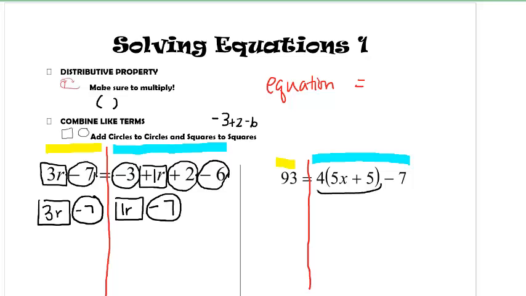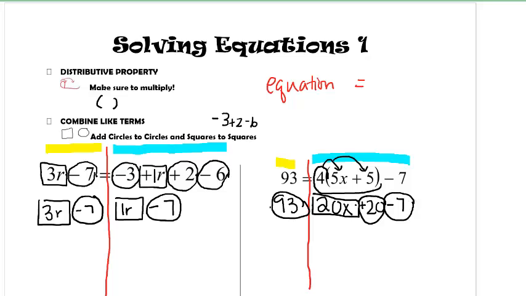Since we have parentheses right here, you're going to swirl from the back and multiply. So here we have 4 times 5x, which is going to be 20x, and then 4 times +5 is going to be +20, and the -7 comes down, and the 93 comes down. After that, we're going to combine like terms, which is the circles and squares part. We can see that the 93 is going to be a circle, the 20x is going to be a square, the 20 is a circle, and the 7 is also a circle.